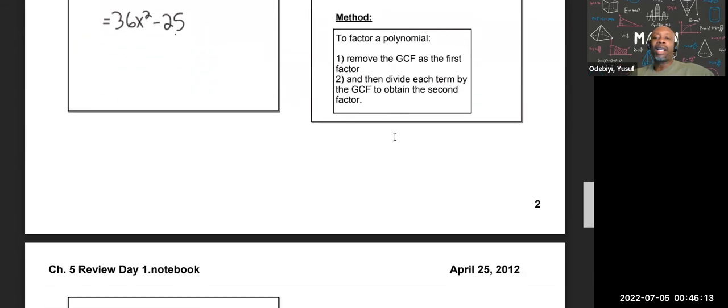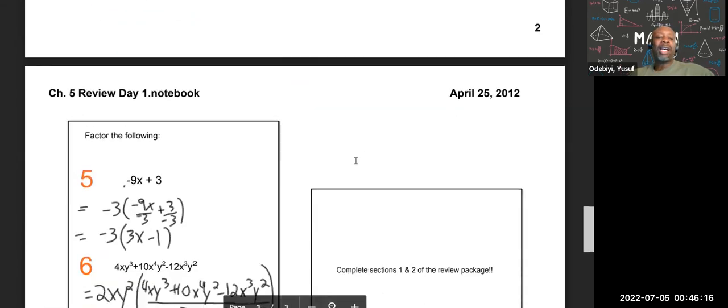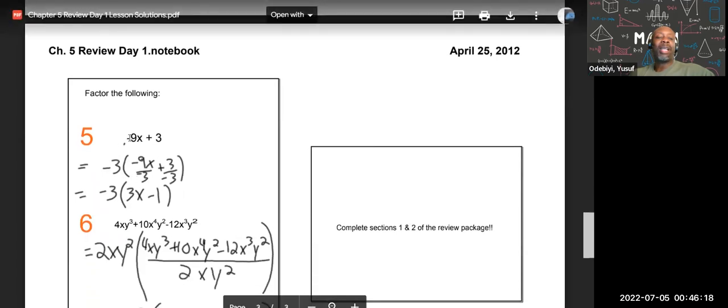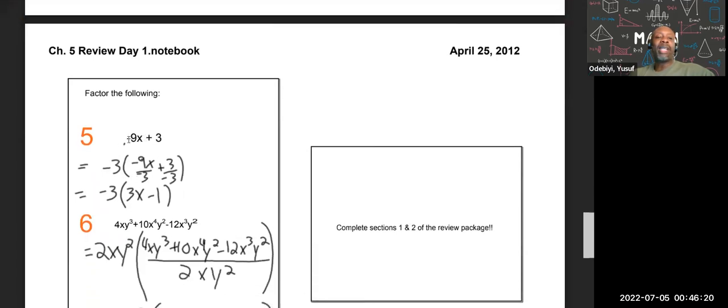So now we're looking at common factoring. Basically, when we look at common factoring, what's the biggest number that can go into each of these terms, that can divide into each of these terms?